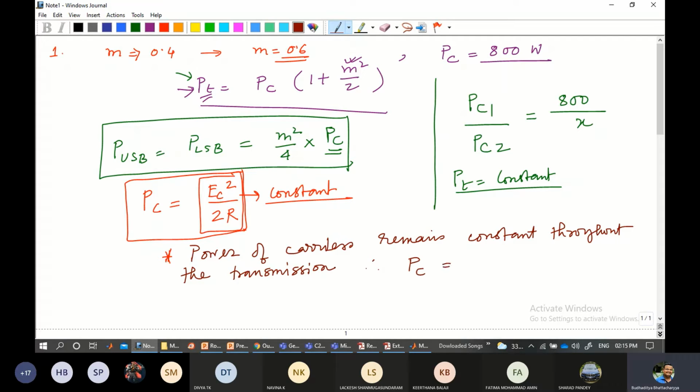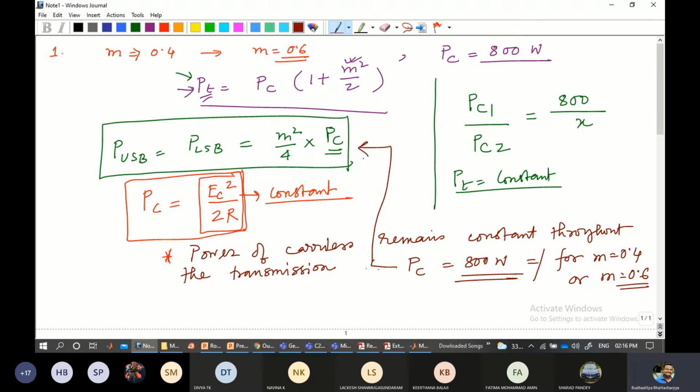So your PC is nothing but 800 watt, and this is constant for m equal to 0.4 or m equal to 0.6. So this is the basic point from where the question is being given to you. This is the only assumption, based on whatever we have been given, that we can make: the power of the carrier will remain constant throughout the transmission, since it is not a direct function of the modulation index. Alright. So if this is PC, then you can substitute this value of PC into this particular equation.